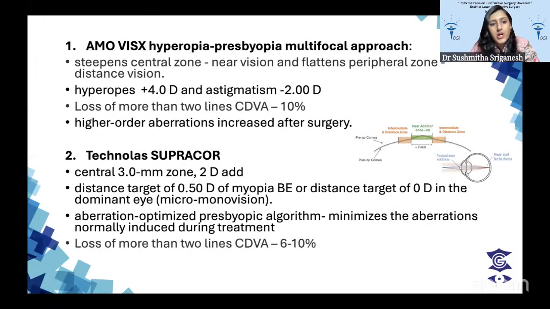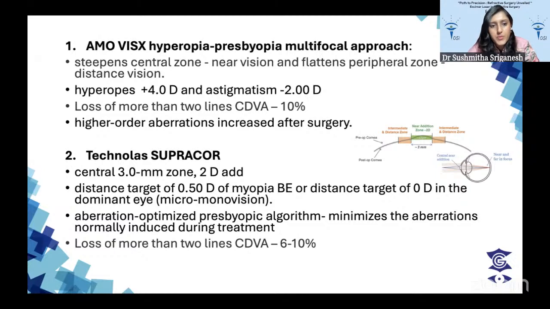Next comes the Supracor by Technolas. As you can see in this image, the central 3 mm zone is ablated to create a +2 diopter add, with a distance target of -0.5 diopter of myopia in both the eyes, or incorporating micromonovision, where a distance target of 0 diopter in the dominant eye is ablated.